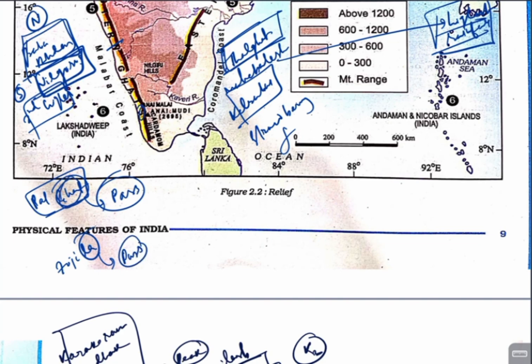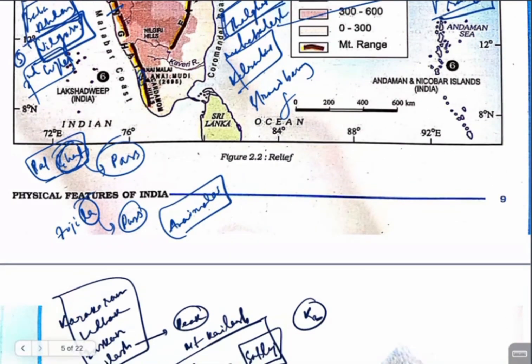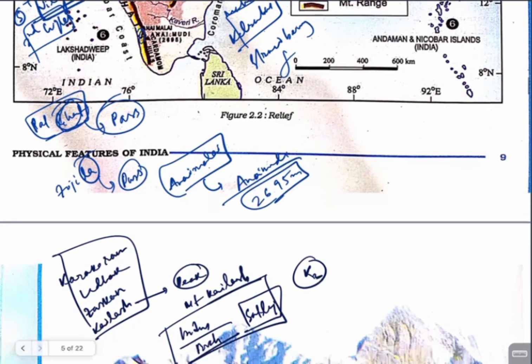The south of the Palghat has the Anaimalai Hills. Another very important hill range is the Anaimalai Hills, which is a continuation of the Western Ghat, and the highest peak of Peninsular India is Anaimudi, which is about 2695 meters, I guess. The south of Anaimudi there are the Cardamom Hills.